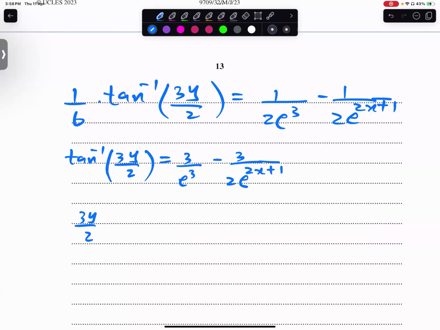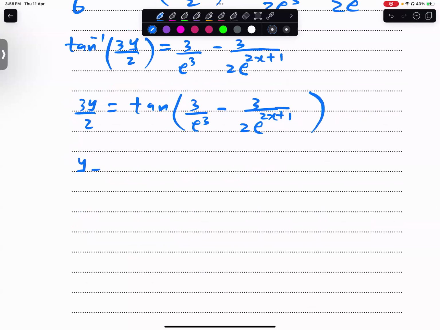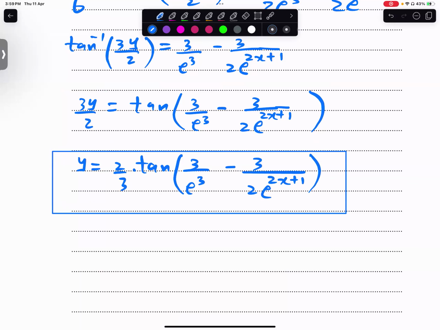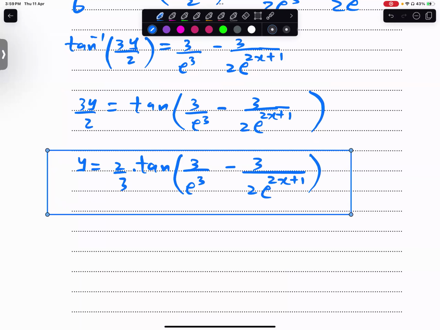3y over 2. I wanted to make y the subject. So 3 over e cube minus 3 over 2 e raised to power 2x plus 1. y is equals to 2 by 3 tangent of 3 over e cube minus 3 over 2 e raised to power 2x plus 1. Student, this is my final answer.